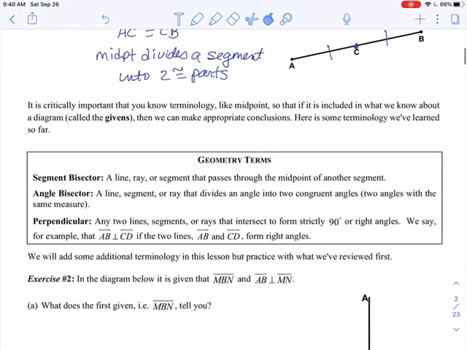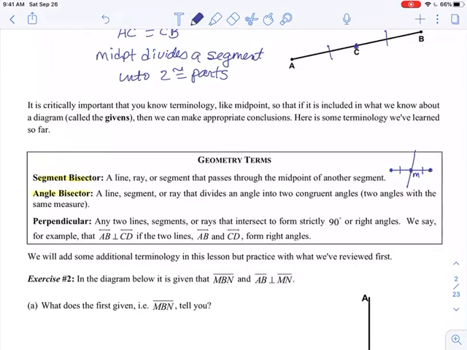In addition to midpoint, we've talked about a segment bisector. A segment bisector is a line, ray, or segment that passes through the midpoint of another segment. So if I have a segment, the bisector goes through the midpoint. It does the same thing though, and I talked about this before, in that it divides the segment in half, so the conclusion is the same.